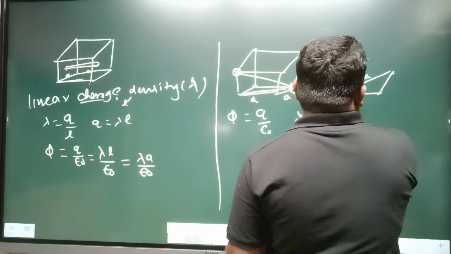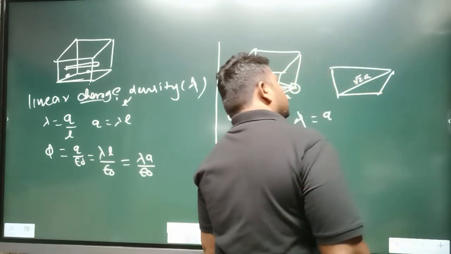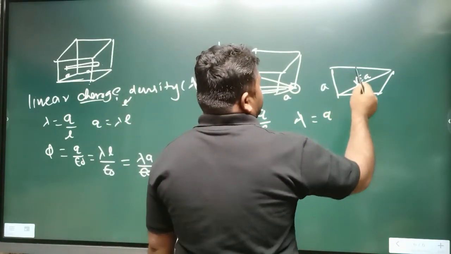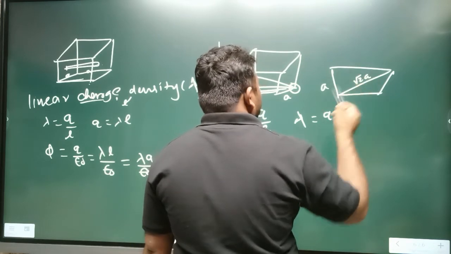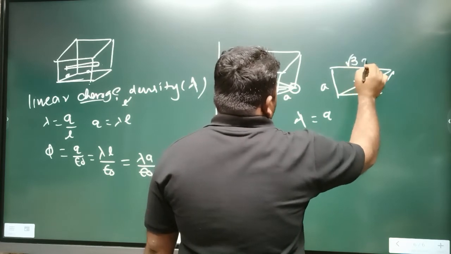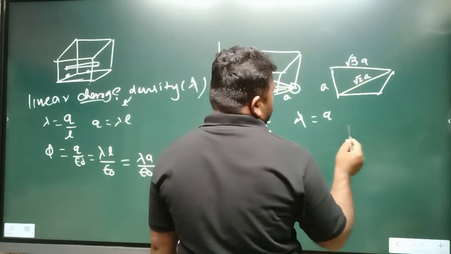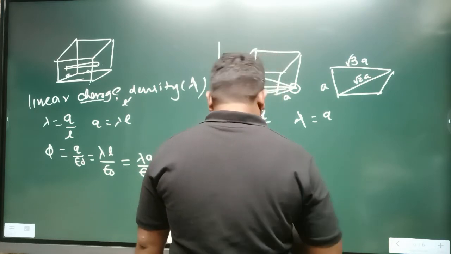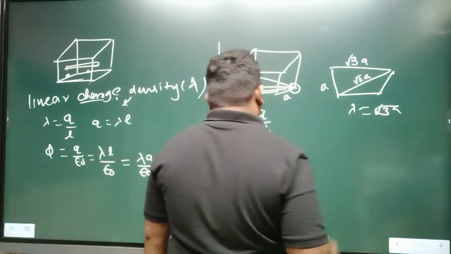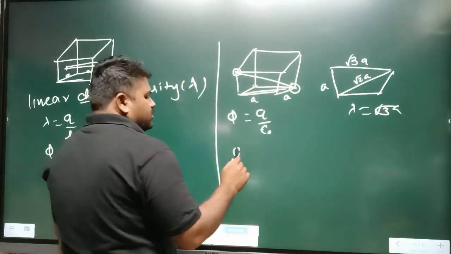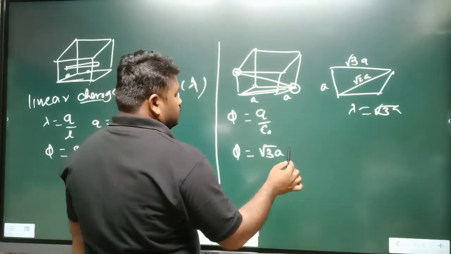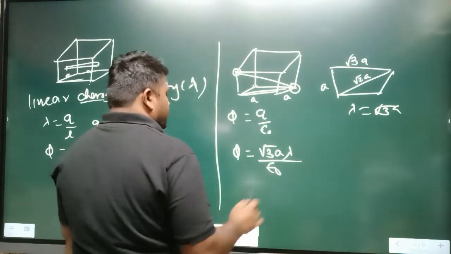This is root 2 A and this is A. Squaring and adding, root 2 A squared plus A squared, this becomes root 3 A. Yes or no? Means lambda is equal to Q upon root 3 A, so Q is lambda root 3 A, and phi is equal to root 3 lambda A upon epsilon naught.